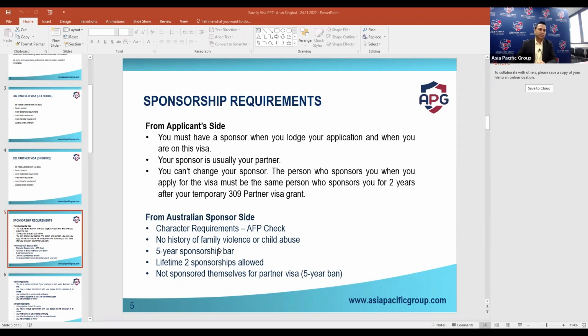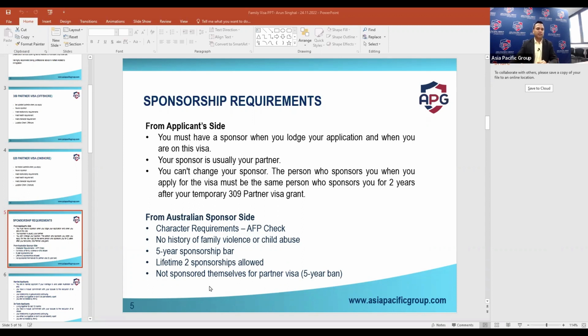A 5-year sponsorship bar applies to Australian sponsors. If an Australian person sponsored someone for a partner visa, let's say 4 years ago, they cannot sponsor another person until the 5-year period has lapsed. Another thing to keep in mind is that a person can only sponsor two people for the partner visa. If a person has sponsored one person in the past and then one more person, then unless exceptional circumstances apply, we are not able to get a partner visa for their third partner.